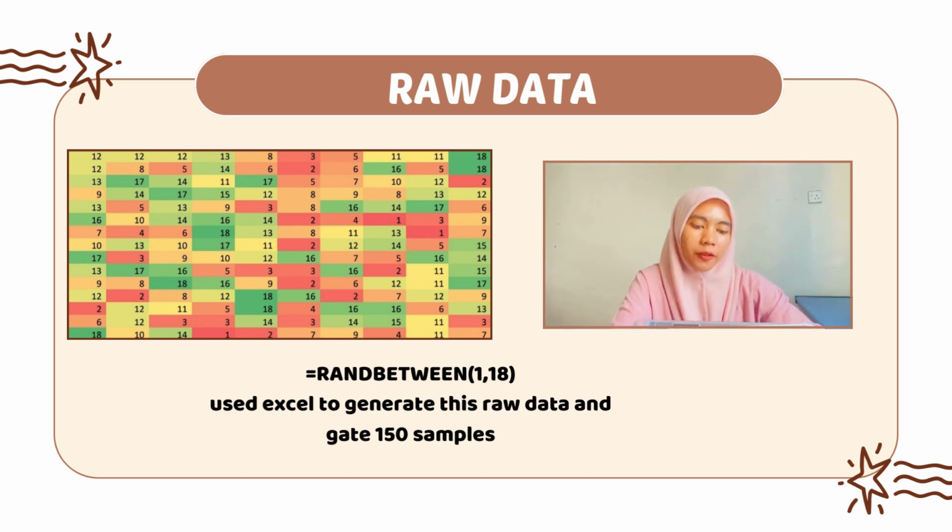Hello and hi everyone. In this video, I will explain how to generate raw data, how to calculate cumulative frequency, and see how a histogram works. Firstly, raw data. Raw data is the data originally generated by a system, device, or operation and has not been processed or changed in any way. For example, to generate raw data, we use the Excel formula RANDBETWEEN with the range 1, 18 to get 150 samples for our case.